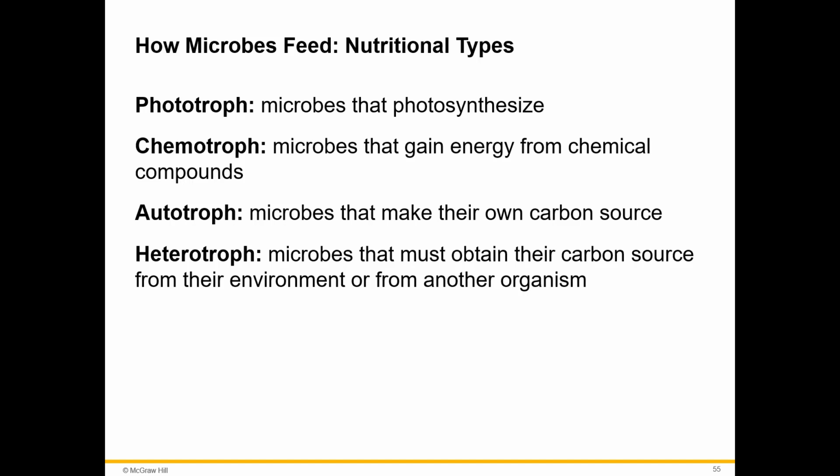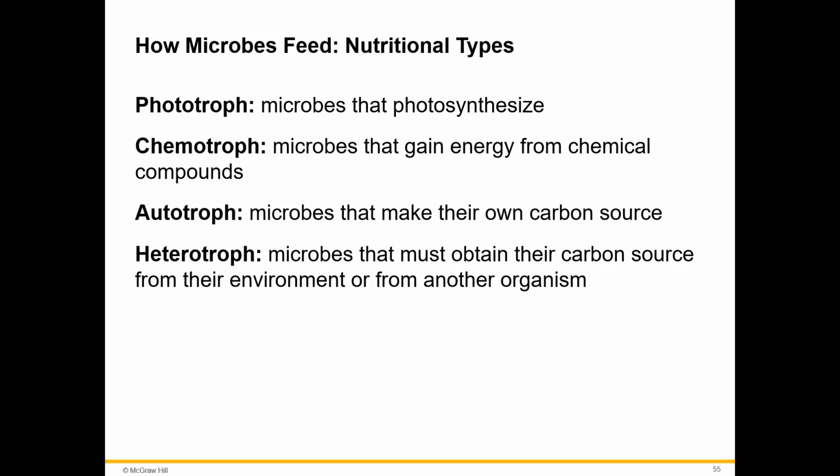Phototrophs are microbes that photosynthesize. So photo means light, troph is kind of like eating. Think of a food trough. So they're going to eat light, which doesn't really make sense. They use light in order to produce their own food.